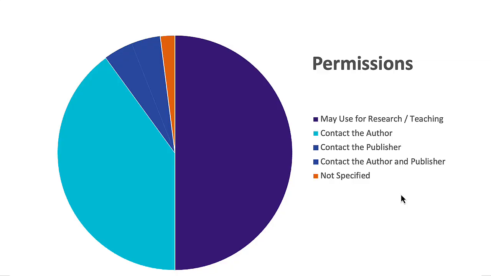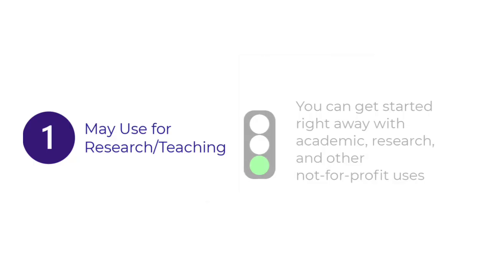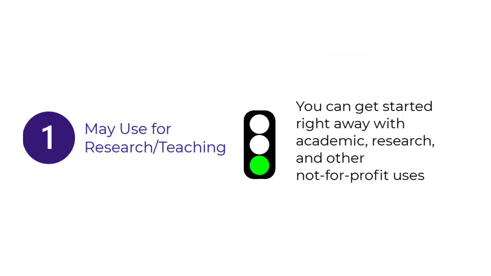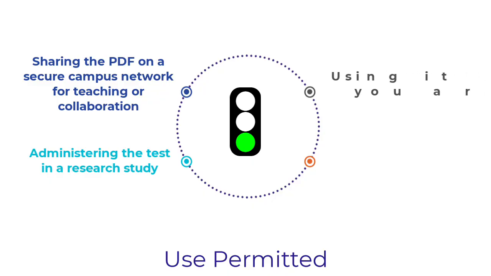Let's discuss how to approach each type of permission, starting with the most common. If a test comes with the permission statement, "may use for research or teaching," you can get started right away with academic, research, and other not-for-profit uses. This includes sharing the PDF on a secure campus network for teaching or collaboration, administering the test in a research study, or using it with a client if you're a clinician.